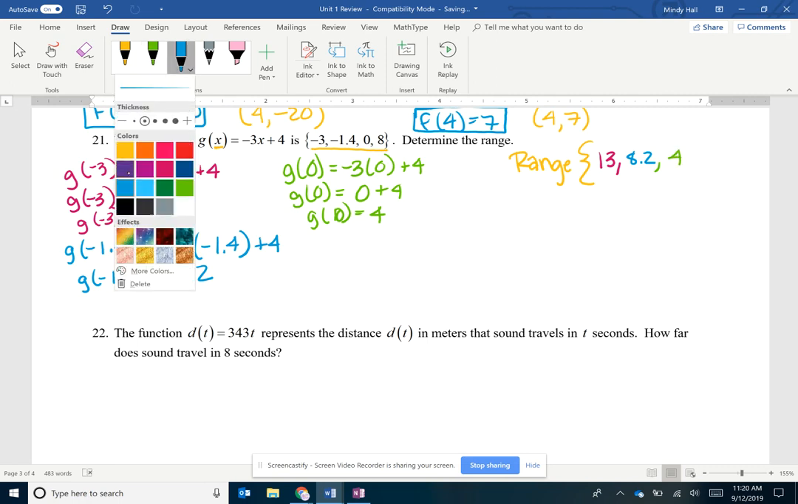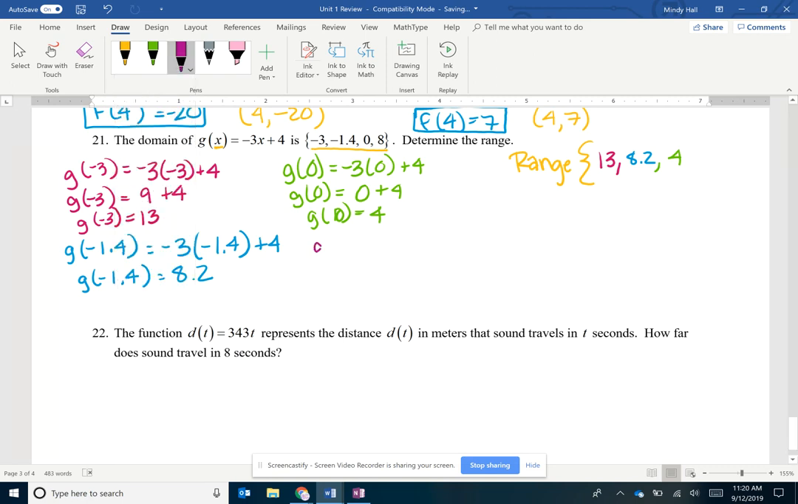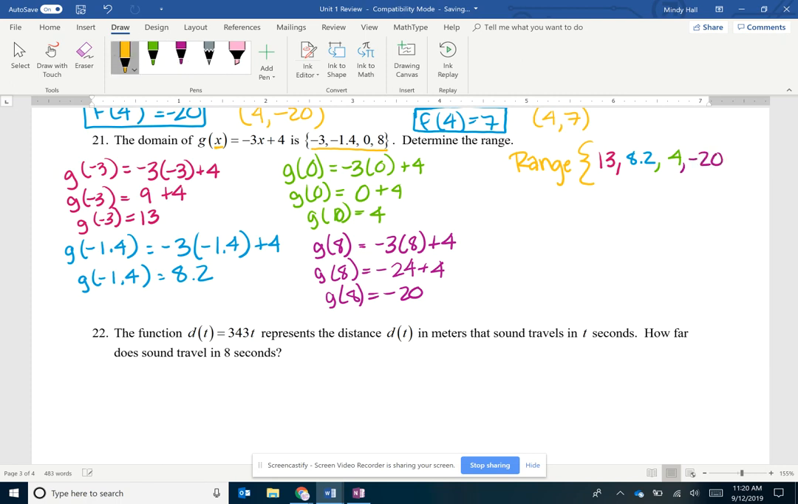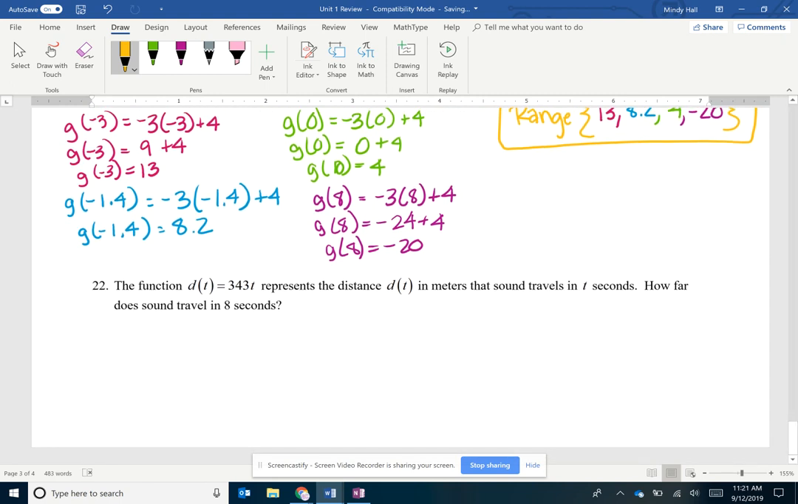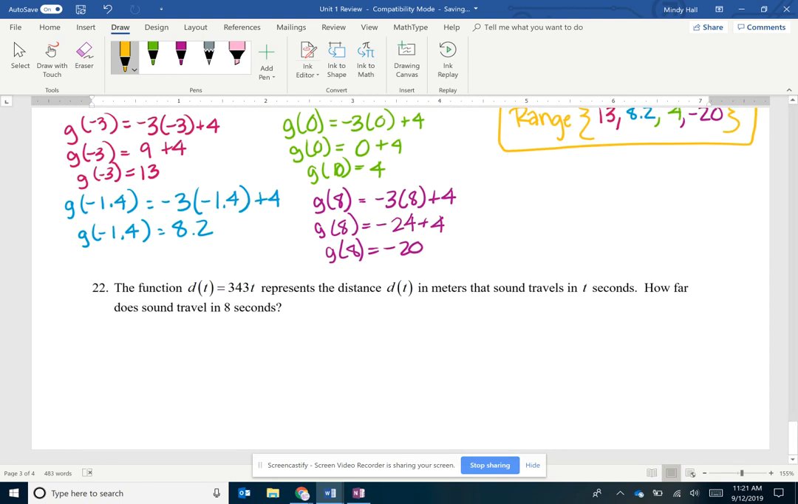All right, so then last but not least, we plug in 8. G of 8 is negative 3 times 8 plus 4. Negative 3 times 8 is negative 24. And negative 24 plus 4 is negative 20. Okay? So all of my range values originate from plugging in my domain values. And technically, you should probably put them in numerical order from least to greatest, but honestly, I'll be fine with either.